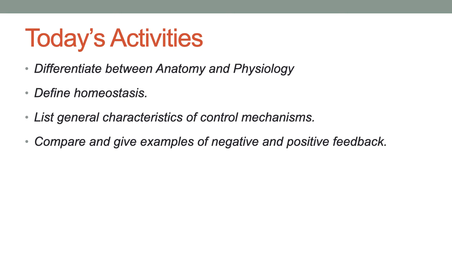So for this lecture, you're going to be differentiating between anatomy and physiology. What do those terms mean, and what types of things do they apply to? We will also be defining homeostasis, listing some general characteristics of control mechanisms, and I will also give you a couple examples of negative and positive feedback.